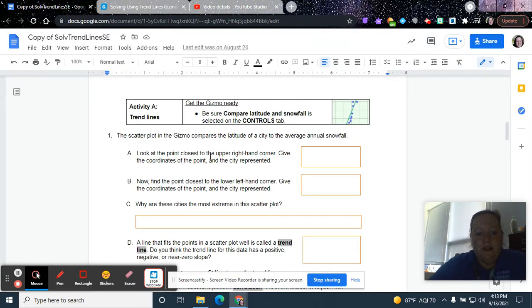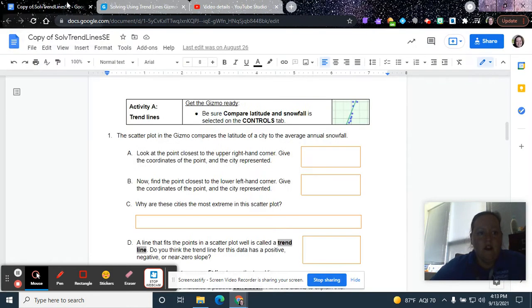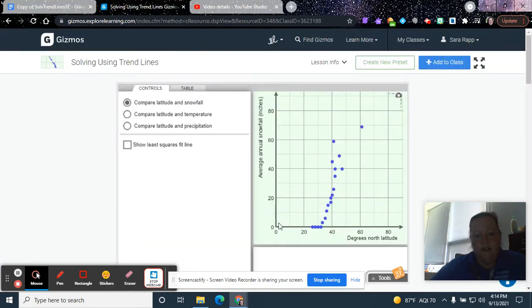It says, look at the point closest to the upper right-hand corner, give the coordinates of the point and the city represented. So this is left, this is right, up right corner. There you go. You want to give that information. And then it says, now find the point closest to the lower left-hand corner, give the coordinates of that point and the city it represents. So left, bottom, there you go. There's that information.